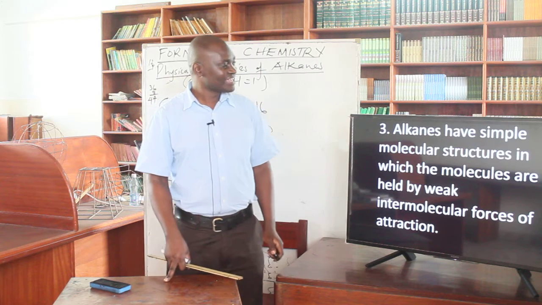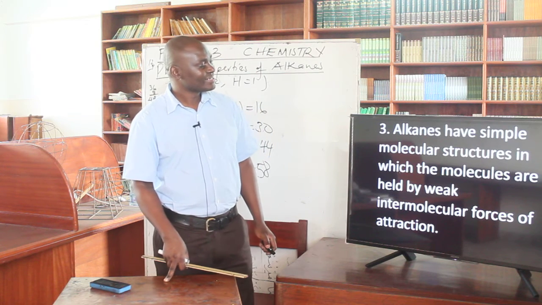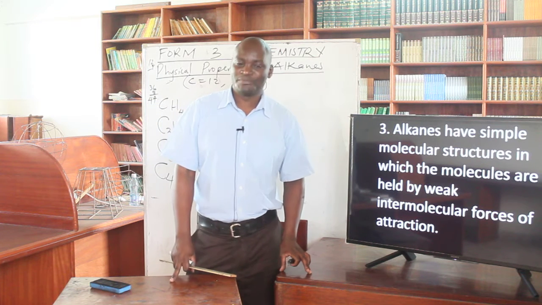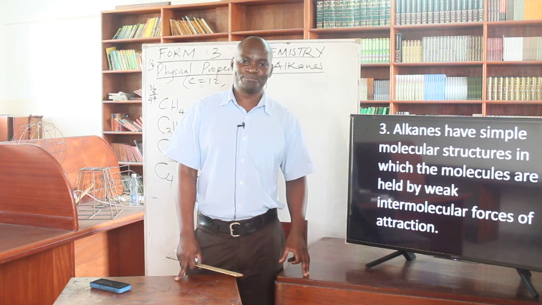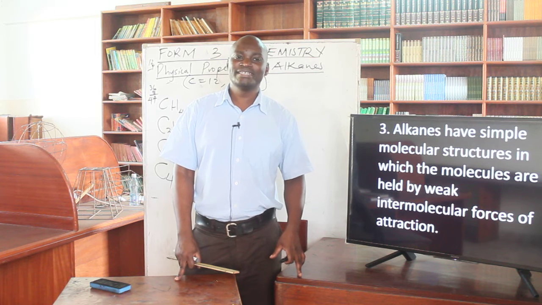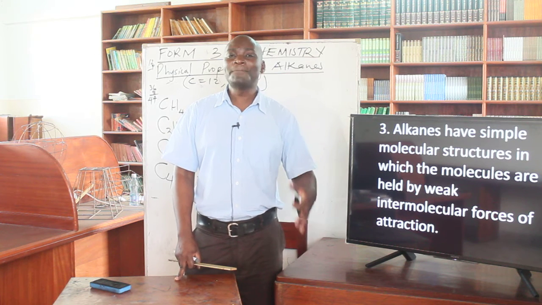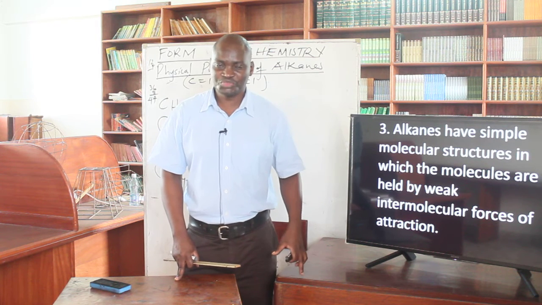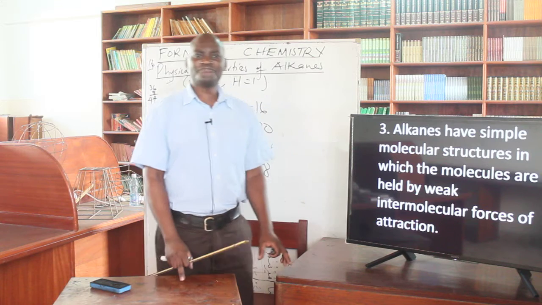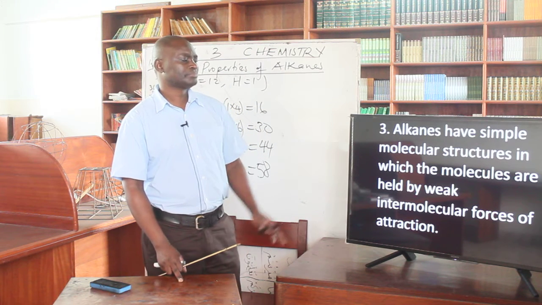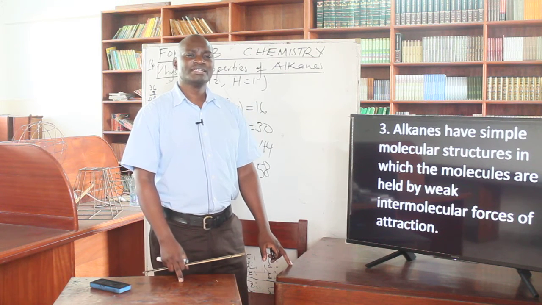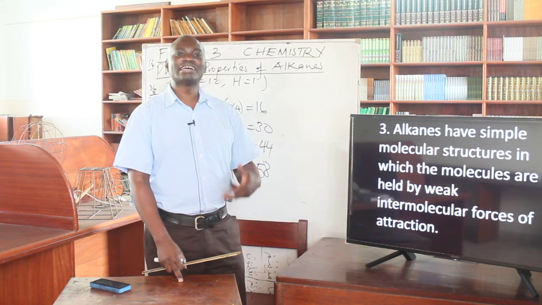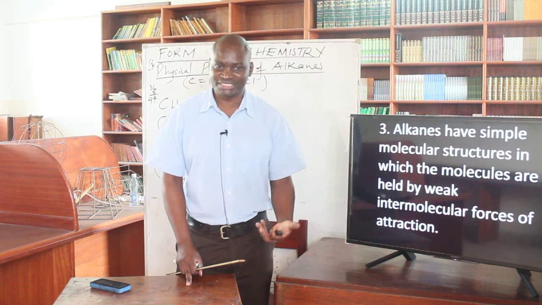Then the second thing is the structure of alkanes. We have learned about structural bonding, and we have seen that covalent bonding can result in either simple molecular structures or giant atomic structures. Now, if here we have alkanes, what type of structure do alkanes have? Alkanes have simple molecular structures.